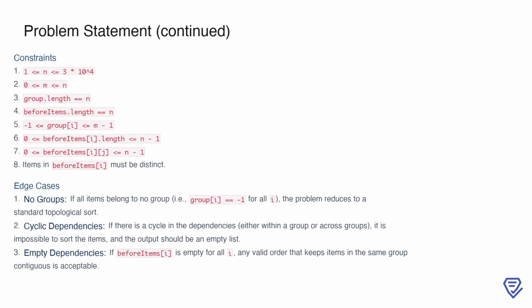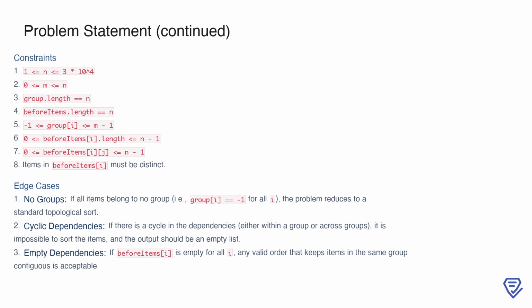solution. Now, turning to the constraints, the problem ensures that the number of items, n, is between 1 and 30,000, while the number of groups, m, ranges from 0 to n. The group array has a length of n, and each value in group is either -1 or a valid group index. Similarly, beforeItems has a length of n, and each sublist contains distinct integers between 0 and n-1. These constraints ensure that the problem is computationally feasible while allowing for a wide variety of input configurations.